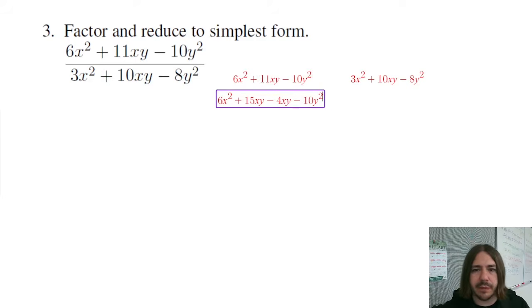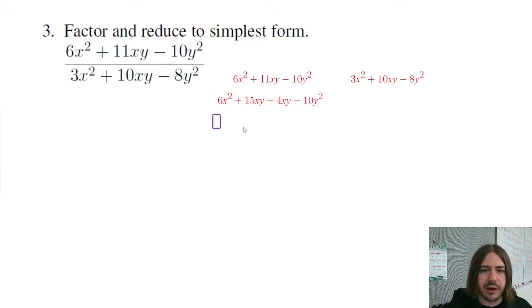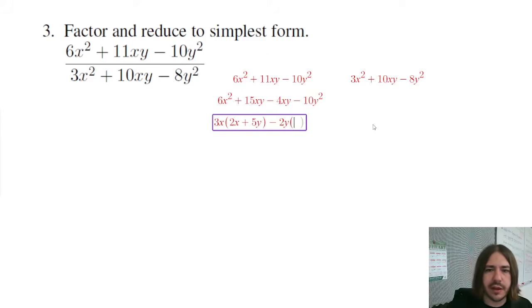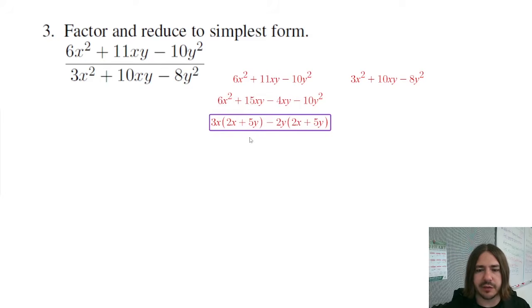Now, once I split up that middle term, I'm going to factor out the GCF of both the first two terms and the last two terms. So out of the first two terms, I'm going to factor out a 3x. And so that'll leave me with 2x plus 5y. And then in the second group, I'm going to factor out a negative 2y, which leaves me with 2x plus 5y. Notice how in the two sets of parentheses, I'm getting the exact same expression. That means I'm doing this correctly.